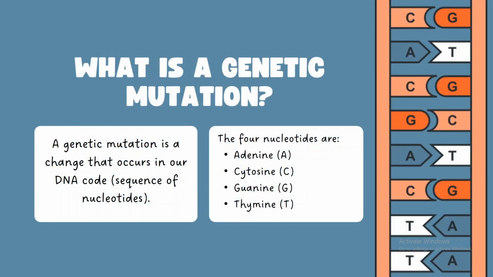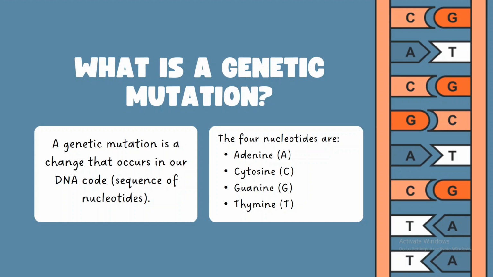Now, what is a genetic mutation? A genetic mutation is a change that occurs in our DNA code or in the sequence of nucleotides. We can remember the four nucleotides: adenine, cytosine, guanine and thymine. A genetic mutation is a permanent alteration in the DNA sequence of a gene or chromosome.